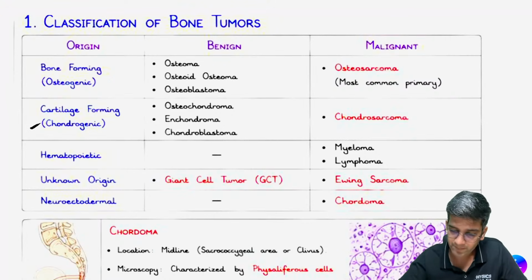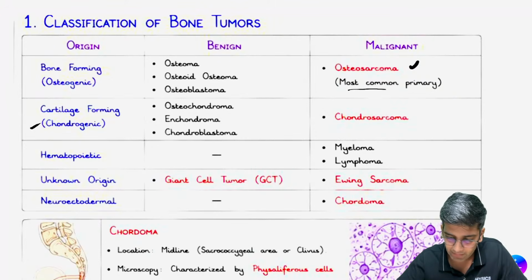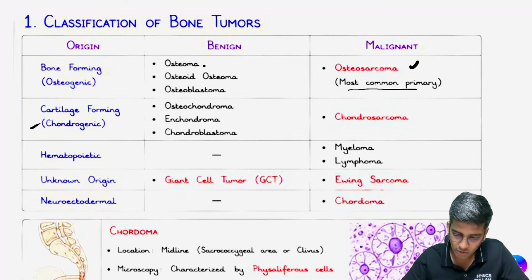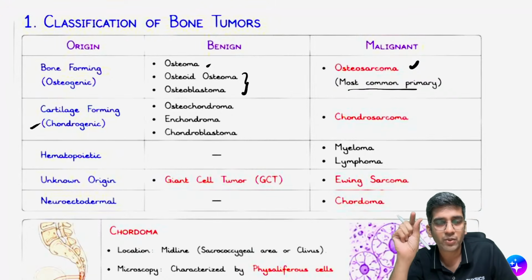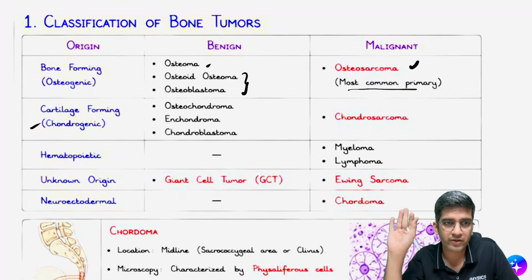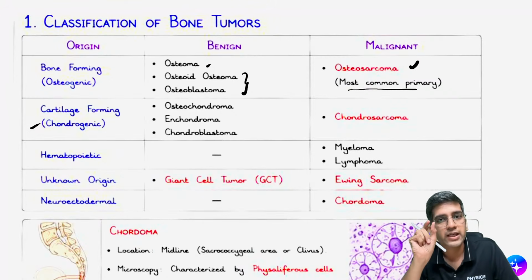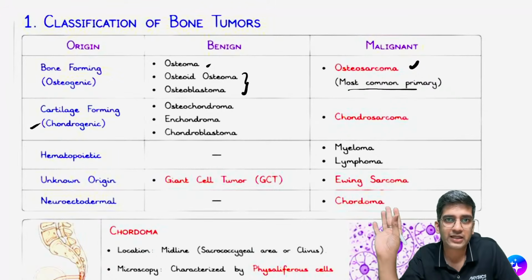Bone forming tumors: osteosarcoma, that's the most common primary bone forming tumor. Osteoma, osteoid osteoma, osteoblastoma. I'm putting a mark there because both of them are the same. The only difference is location and size. Radiology, gross, microscopy of osteoid osteoma and osteoblastoma is more or less the same. Fine.